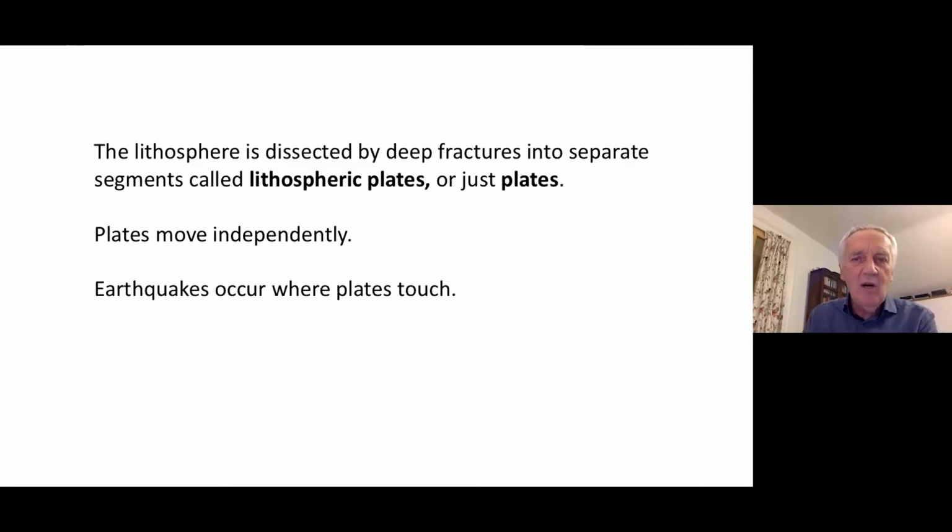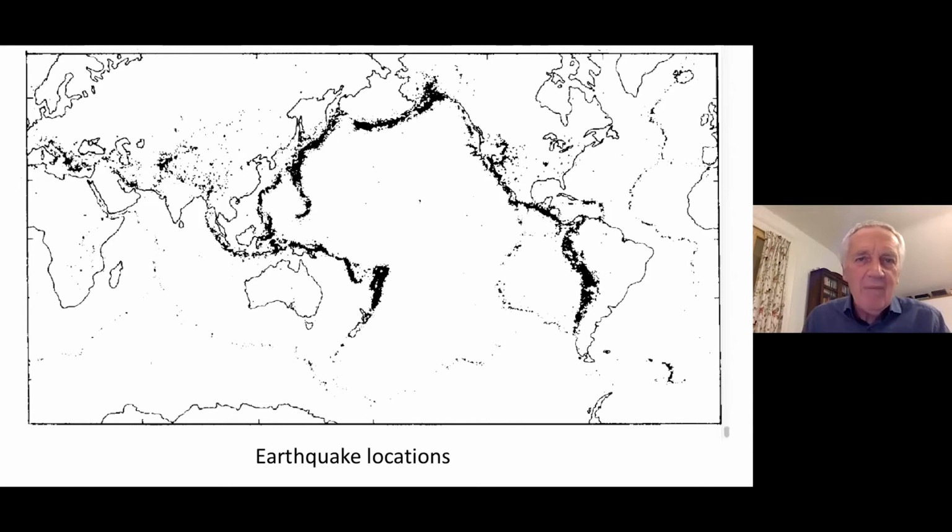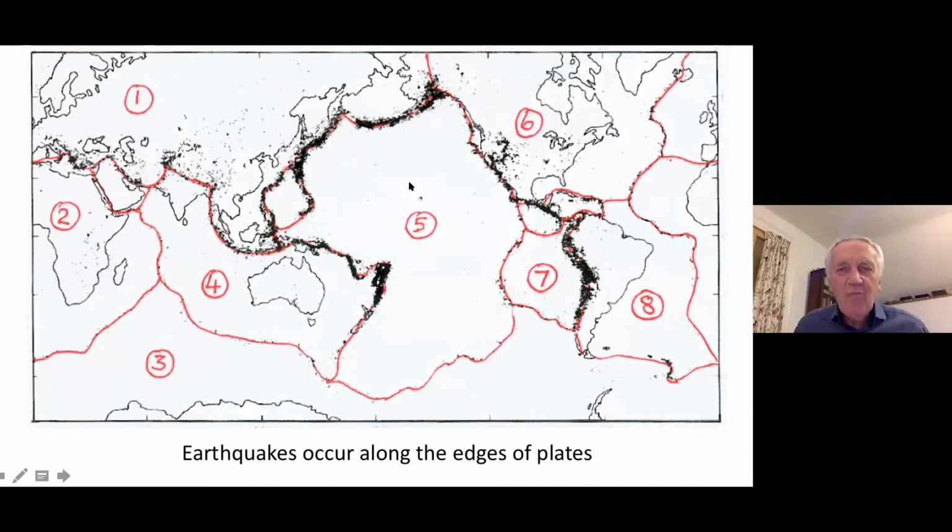So here's a map of the world showing earthquake epicenters. You can see lots and lots of them around the Pacific there, but if you look carefully, you can see a line of them all the way down the center of the Atlantic over here to the right. And you can see more lines within the ocean. These earthquakes mark the edges of plates. So I've joined the dots here with a red line, and that defines these segments of the lithosphere called plates.